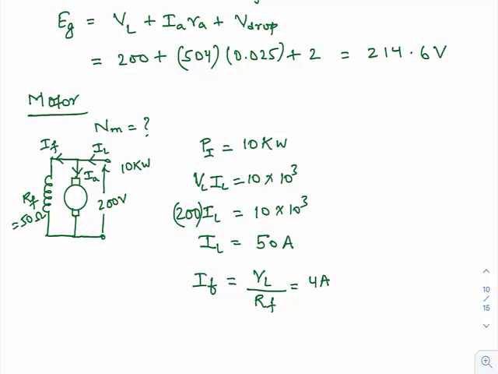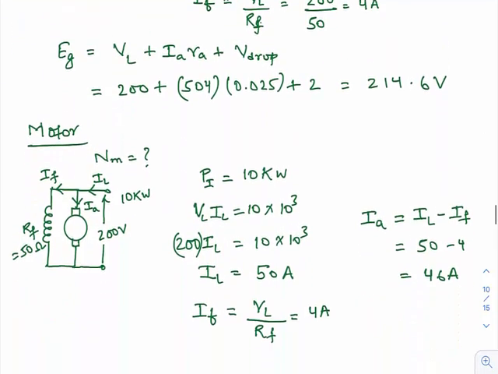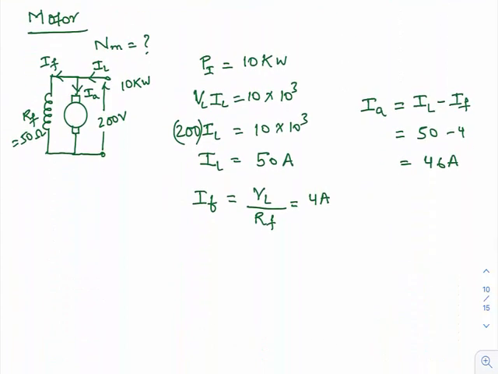चलो, तो IF मिल गया, तो IA क्या होगा? In case of motor, IA would be equal to IL minus IF, right? That is 50 ampere minus 4 ampere. This would come out to be 46 ampere, and RA is known to you, that is 0.025 ohm. So the back EMF would be equal to VL minus IA RA minus V drop. ठीक है, EMF equation of the DC motor is given like this.